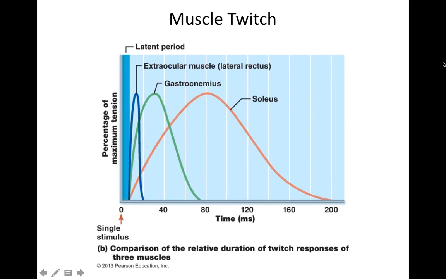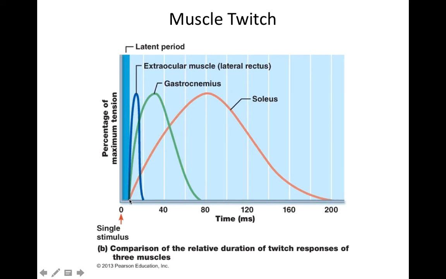Now, every single twitch does not look the same. So in other words, there's not a generic muscle twitch. Here we're looking at the length of a twitch for 3 different muscles in the body. The blue represents the lateral rectus muscle of your eye. It's what allows you to pull your eye lateral to change what you're looking at. The green is gastrocnemius, the big chunky muscle in your calf. And the red is soleus, the much flatter calf muscle that lies deep to gastrocnemius.